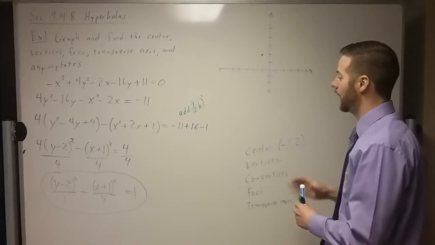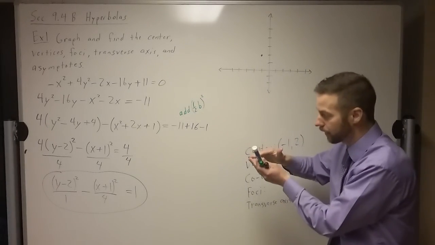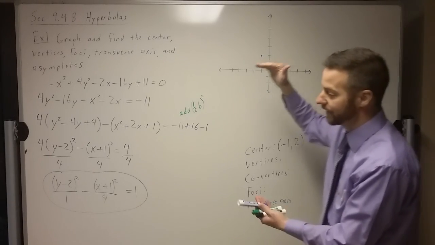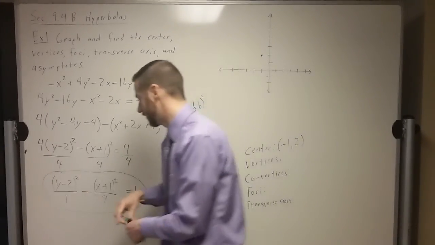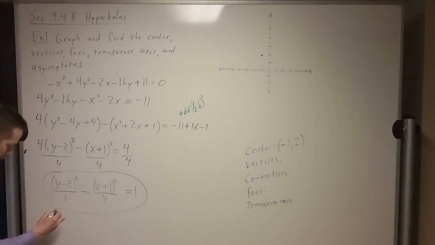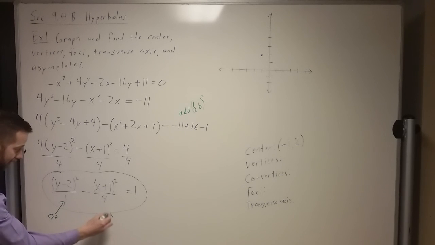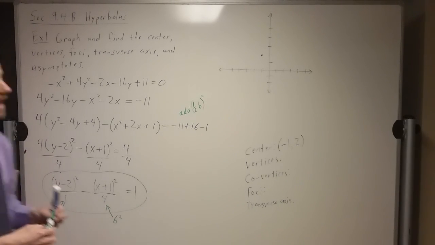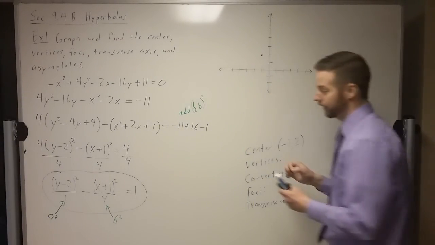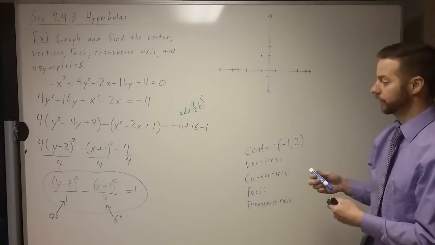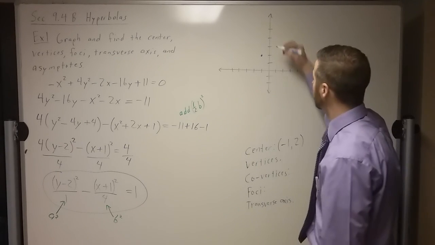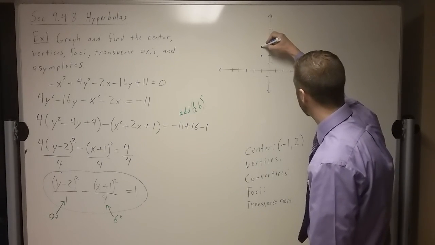And so it's going to look like that, which means to get to the vertices, I've got to go up and down. And the amount that I go up and down is a. 1 is a squared. So I'm just going to put some little annotations on here. That is a squared. That means that is b squared. So I want to go a to go from center to vertex. And so a squared is 1, which means a is also 1. And so I'm going to go up 1 and down 1.